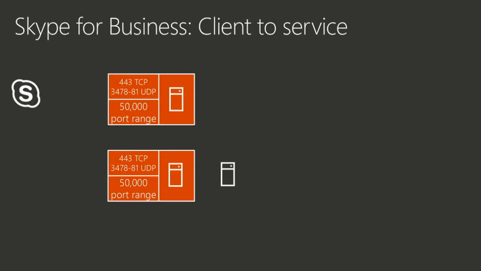So, what happens if a Skype for Business client now talks to the service, to a mediation server, to a conferencing server? The server, I put it on the right side to indicate that it's internal to the network, but the principle is the same. The client talks to its own relay, 443 TCP, 3478 to 81 on UDP. The server does the same.